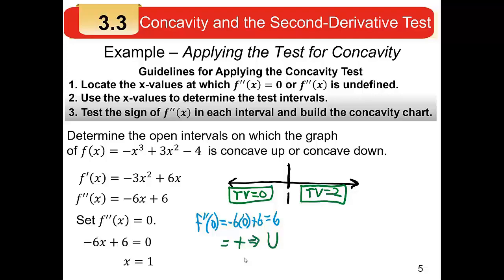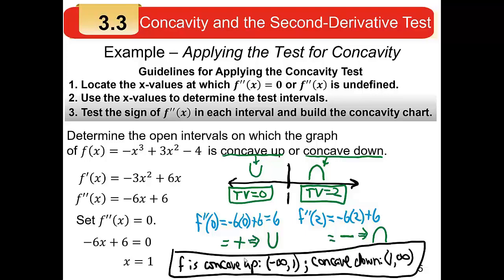Well, 6, of course, is a positive number. Positive means that the function is concave up or holding water. So you might label it that way, concave up to the left of 1. Then you move to your test value on the right side of 1, which we chose as 2. Plug that in, do the arithmetic, and you end up with minus 12 plus 6, which is obviously negative. That's concave down. So to the right of 1, the function is concave down. Since there's only one number to test, that means you only have to test 2 intervals. So to wrap it up, what you've shown is that the function is concave up to the left of 1, that's minus infinity to 1, and it's concave down to the right of 1, that's 1 to infinity.